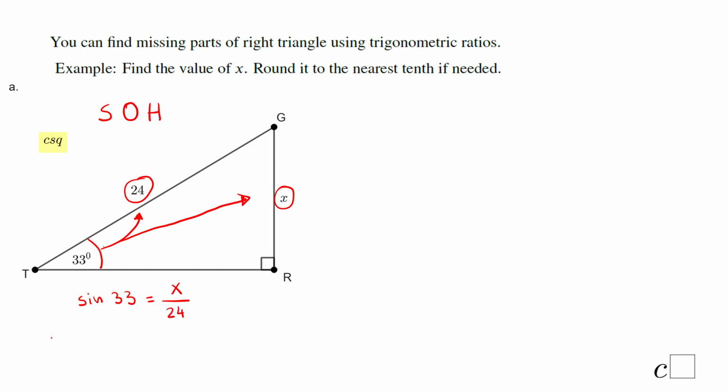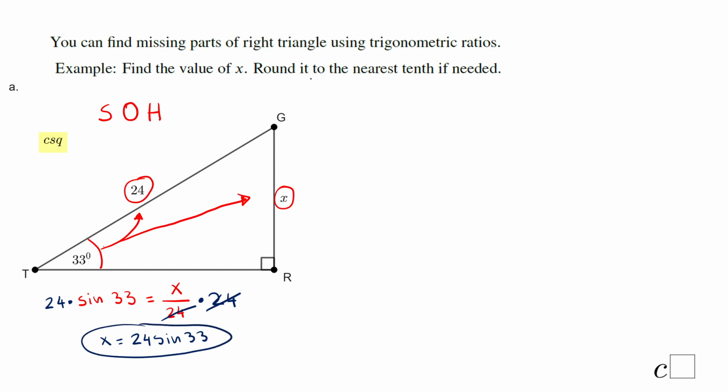So how do we solve this equation in x? I will multiply by 24 to get rid of this 24. Of course, you want to do that here to keep the balance. So x will be 24 sine of 33. This is the exact answer.